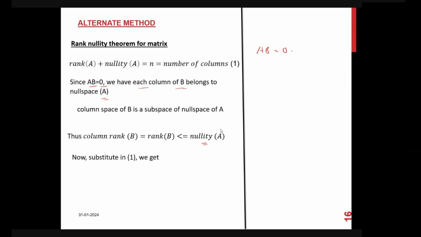Also you can substitute in this equation number 1, rank of A plus nullity of A equal to n. Rank of A we already got as 3, plus rank of B is less than or equal to 5. So rank of B is less than or equal to 2. So this is actually the rank nullity theorem. You can use it to solve this problem. If you don't know that result, you can derive it from the rank nullity theorem. So try many methods to solve a problem.